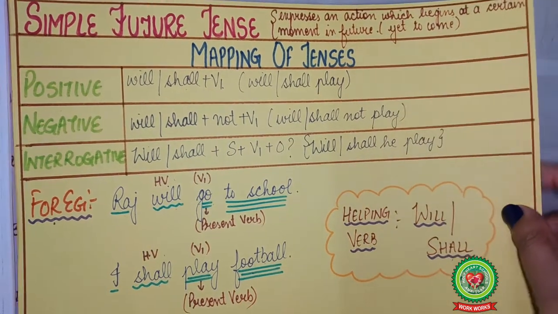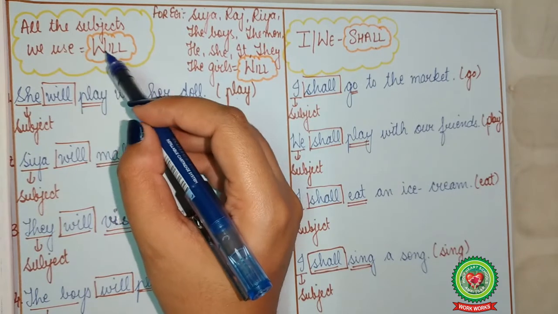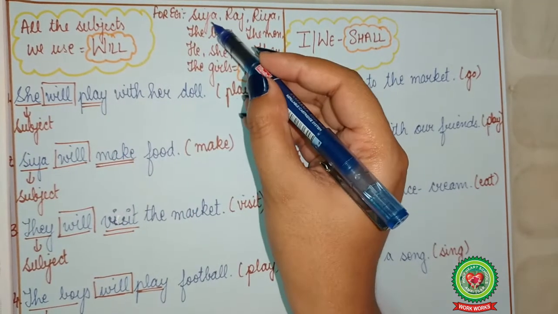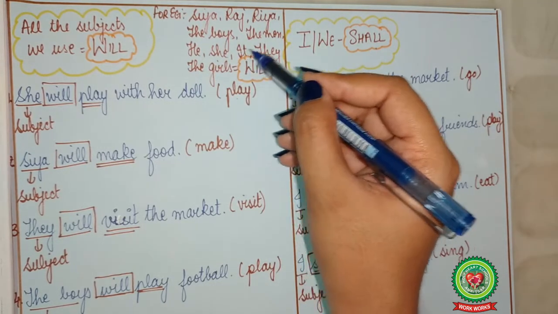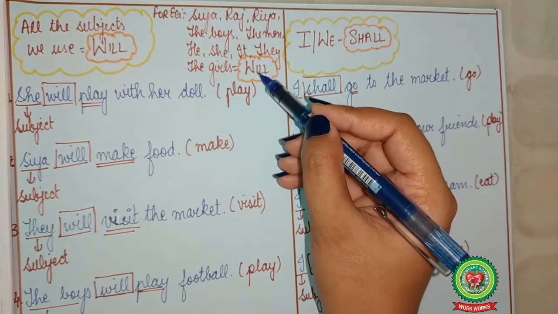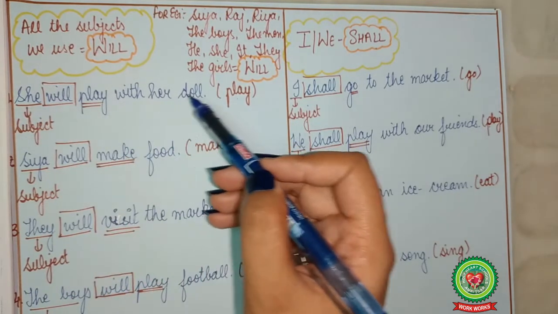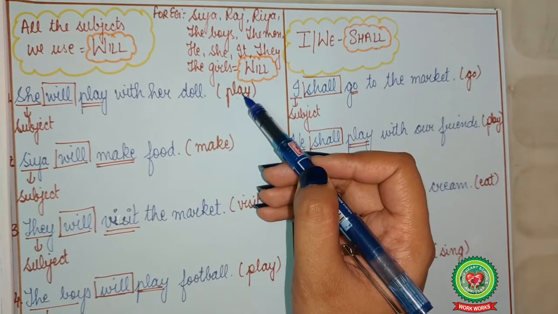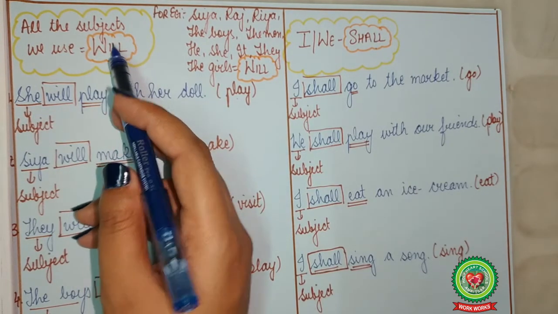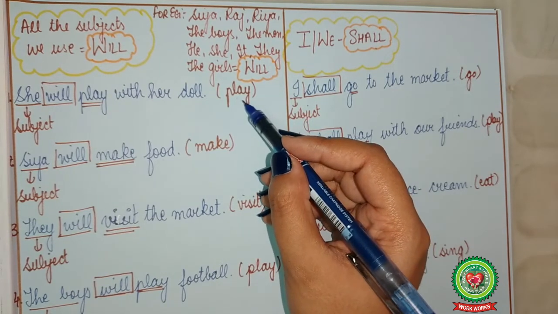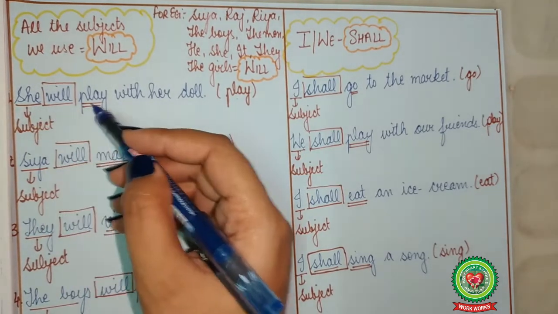Now where to use them? With all the subjects we use will. For example, with Sia, Raj, Ria, the boys, the men, he, she, it, they, the girls, we will always use will. Now let us see few examples. She dash with her doll and the verb is play. Who, she, so subject. With she we will always use will. As play is the present form of verb, we will use this. So the answer is she will play with her doll.